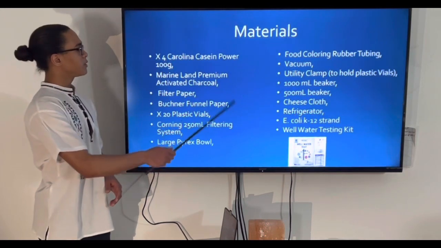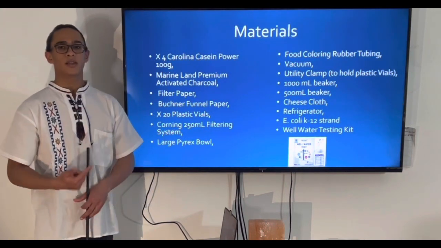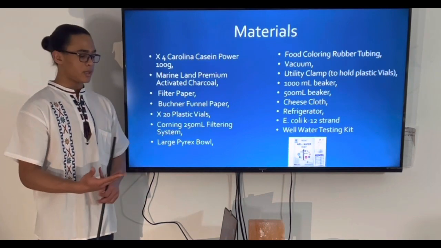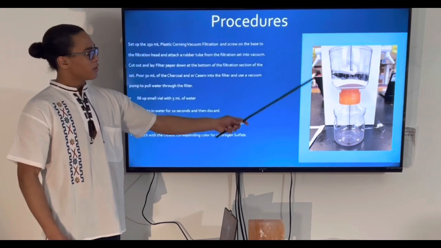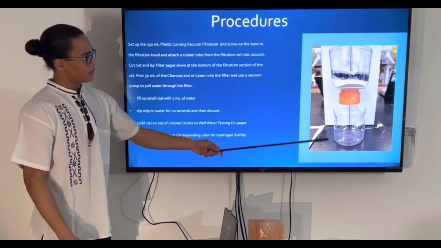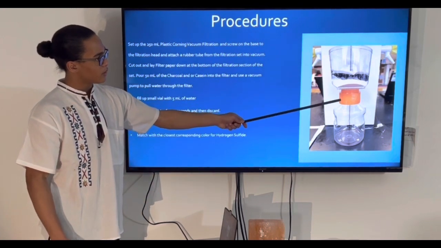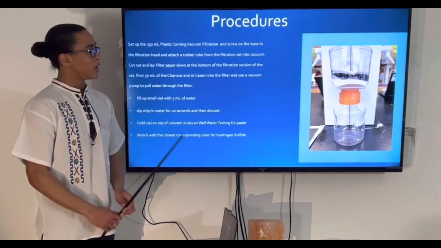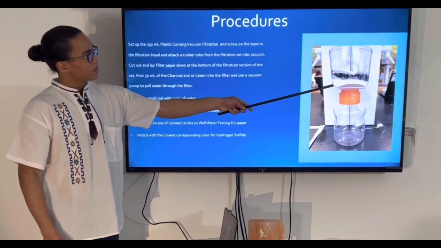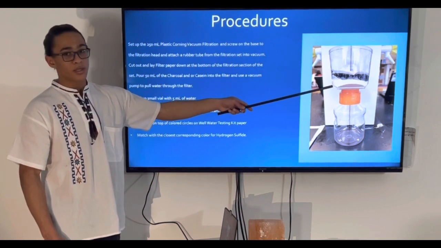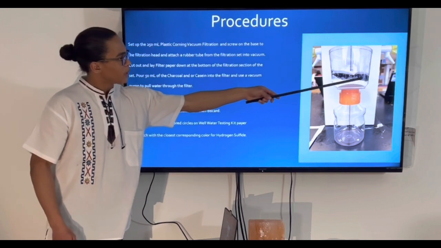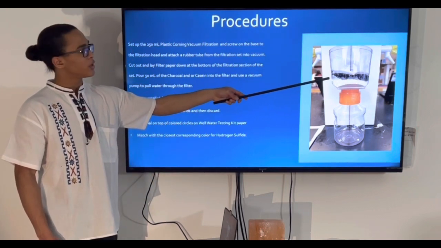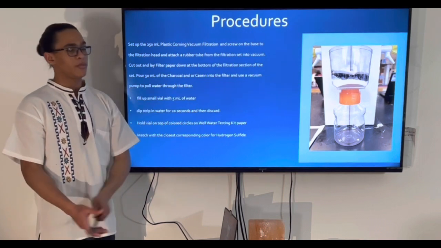The materials for this experiment mainly include casein, activated charcoal, a vacuum filtration system, and a well water testing kit, along with E. coli. For the vacuum filtration system, I connected the base to the top by screwing it on and attached a vacuum tube to the filtration system. I then poured 50 milliliters of casein polymer into the filtration system, separated it with a filter paper, then 50 more milliliters of activated charcoal, then I placed a filter paper on top.